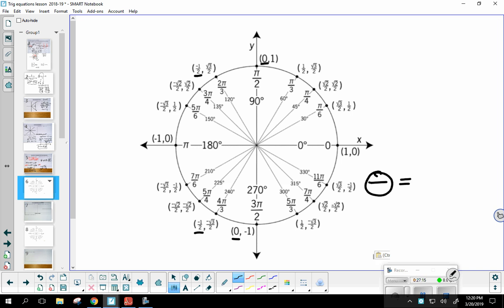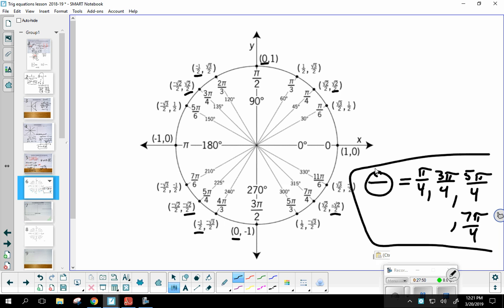So my answer. Where in quadrant 1 do I have a y value square root of 2 over 2? There you go. Pi over 4. So that's my first answer. Quadrant 2. There you go. There's another y value. So that's 3 pi over 4. What about quadrant 3? There we go. 5 pi over 4. And I'm not going to have enough room, so I'll go ahead and put a comma right there. And what about the fourth quadrant? There we go. Again, positive or negative, it does not matter. There we go. Okay.